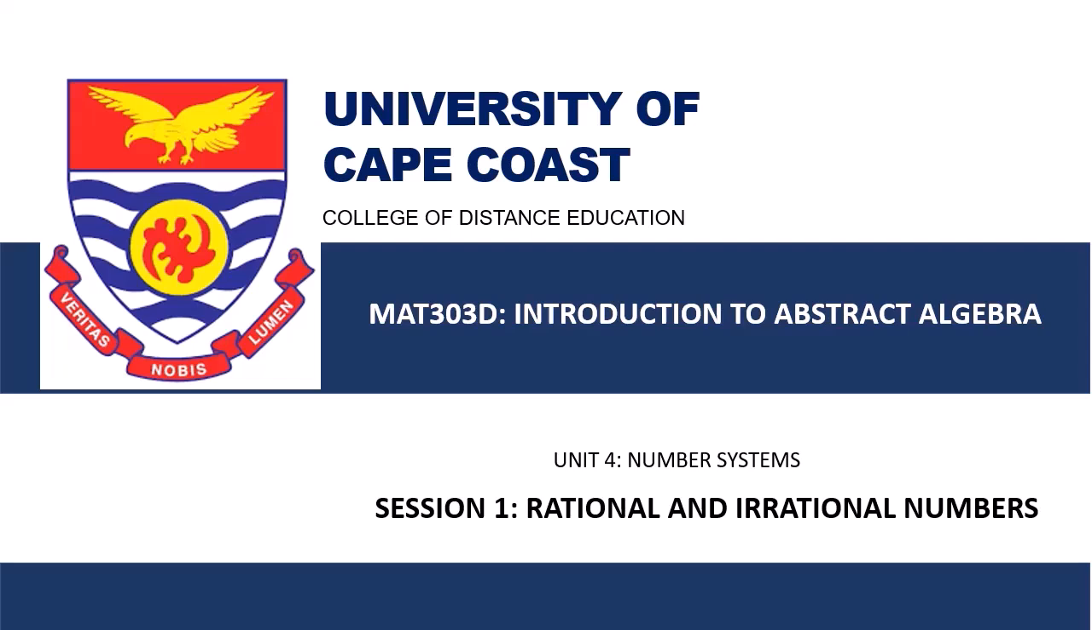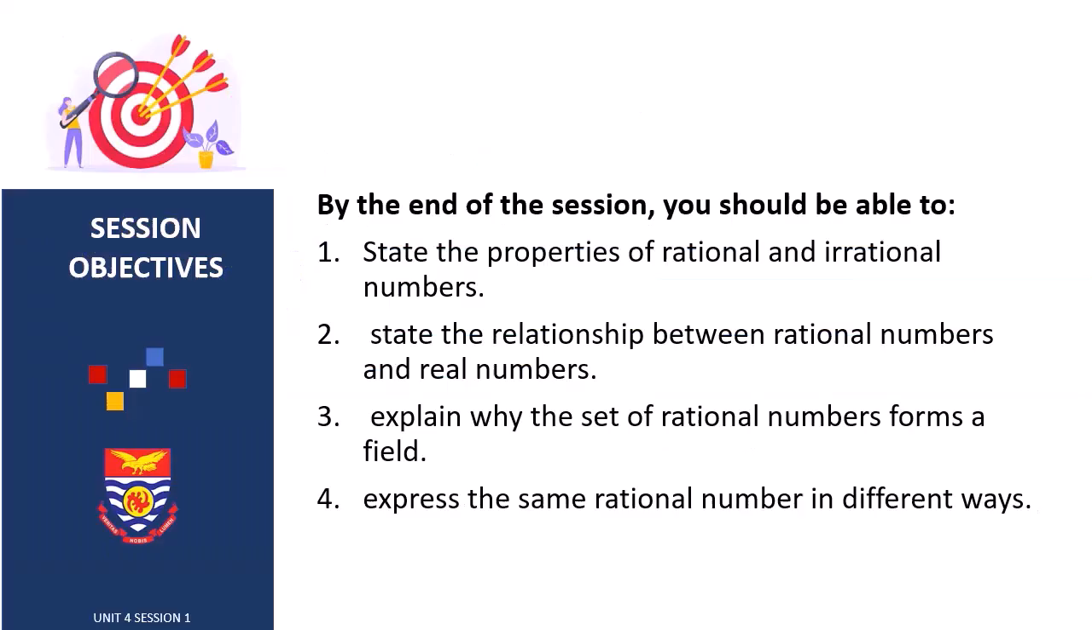In session 1 of Unit 4, we are looking at rational and irrational numbers. Session objectives. By the end of this session, you should be able to state the properties of rational and irrational numbers. You should be able to state the relationship between rational numbers and real numbers, explain why the set of rational numbers forms a field, and express the same rational number in different ways.